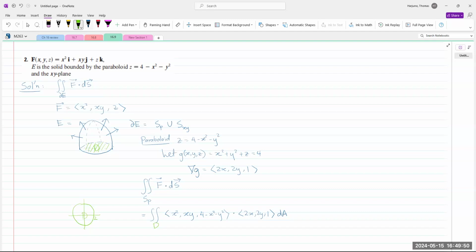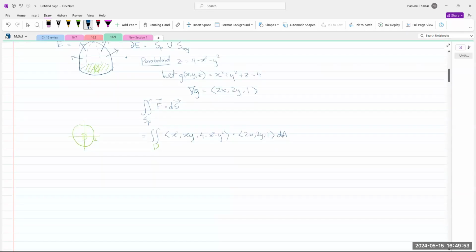Now let me do the dot product, and I will get 2x cubed, I'm sorry, why 3x cubed? 2x cubed, plus 2xy squared plus 4 minus x squared minus y squared dA. I wonder if anything cancels. Seems like nothing, huh?